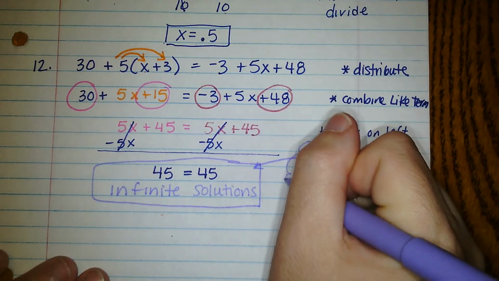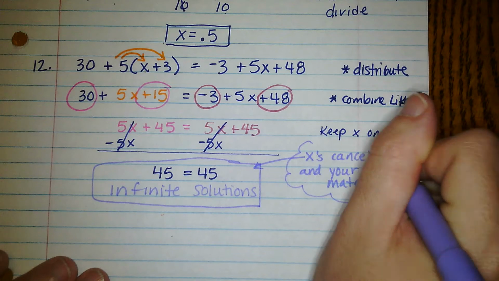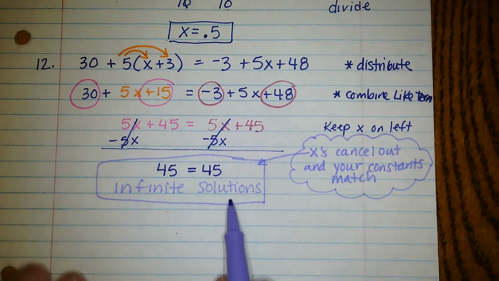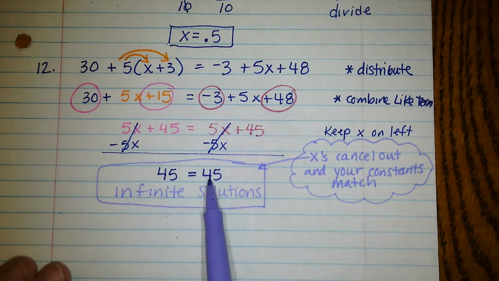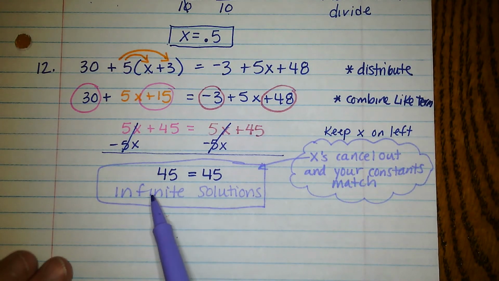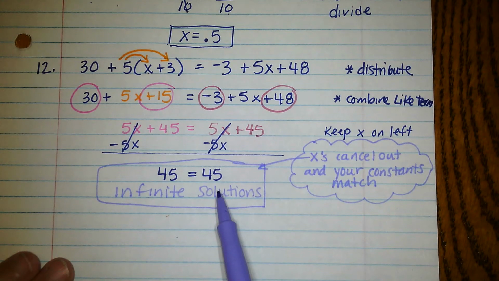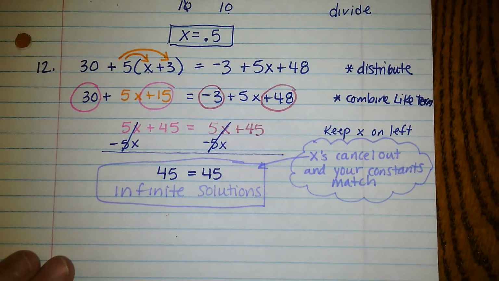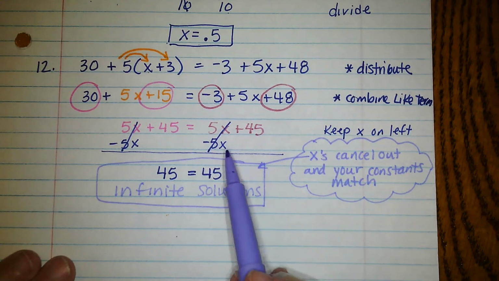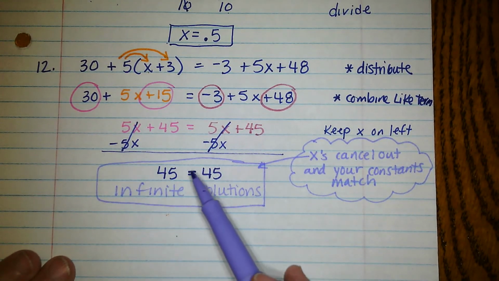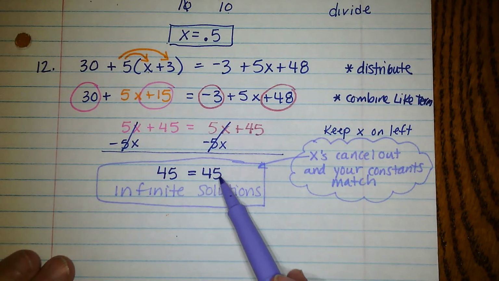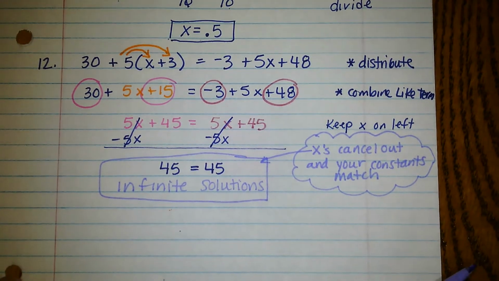Now, what you can't do is just leave it 45 equals 45. You have to indicate that it's infinite solutions, because the answer is you're solving for x, and this isn't solving for x. X isn't just 45. X can be any number at any time, because no matter what value we plug in for x, it will always work. And this is what you need. When you keep your x on the left and your x's cancel out and your constants match, when they are equal to each other for real, that's when you have infinite solutions.